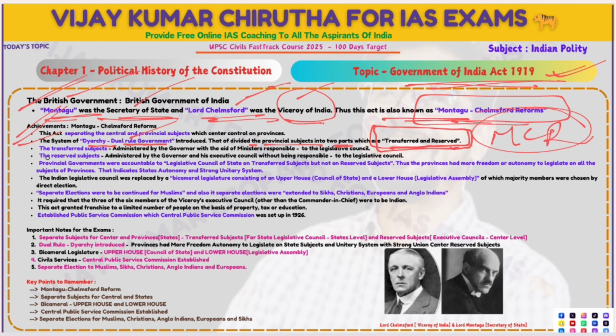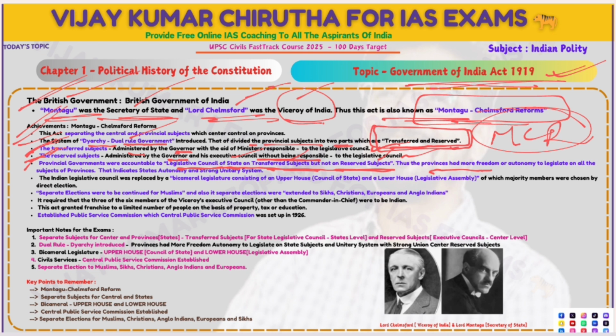The transferred subjects were administered by the governor with the aid of ministers responsible to the legislative council. The reserved subjects were administered by the governor with his executive council, without being responsible to the legislature. So the executive councils were not responsible for the reserved subjects. Provincial governments were accountable to the provincial legislative council for transferred subjects, but not for reserved subjects.